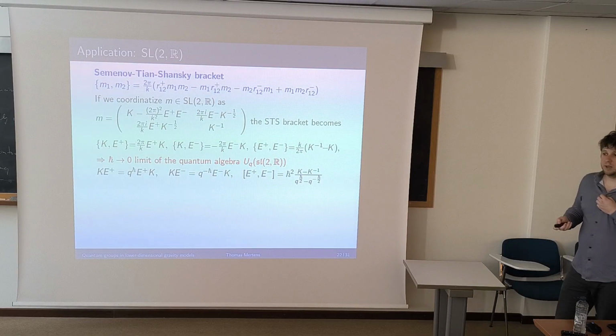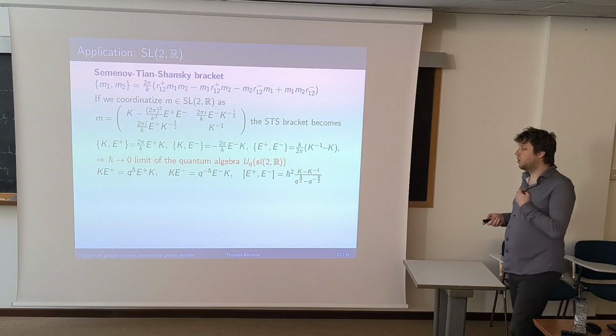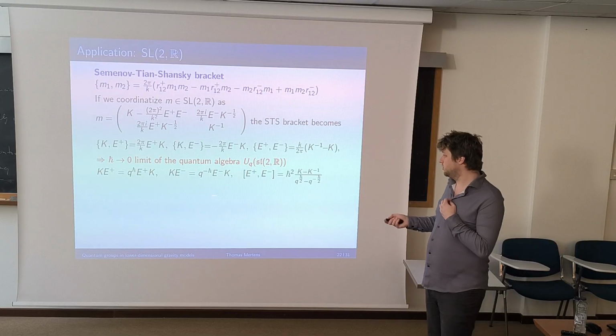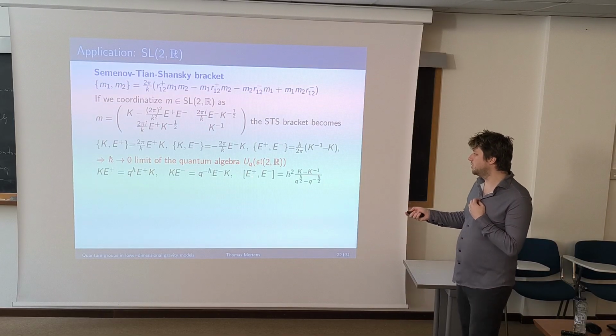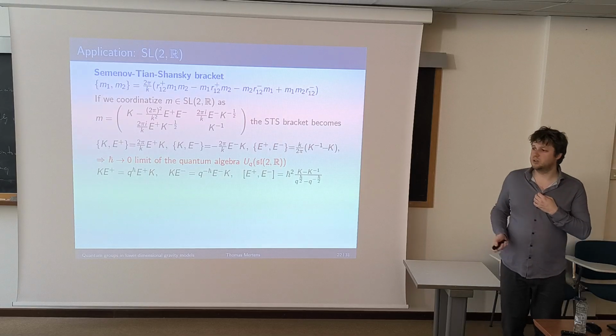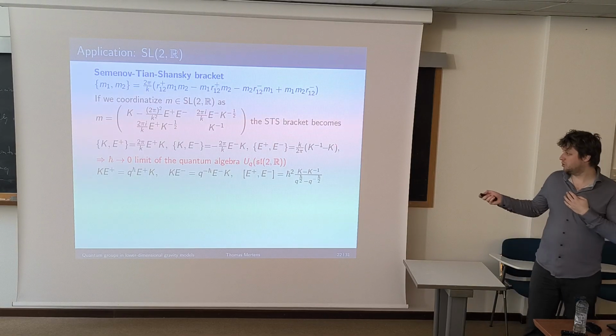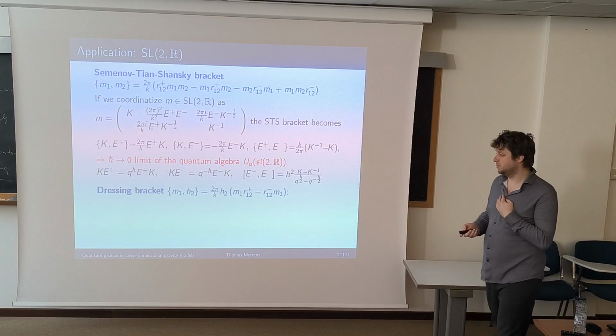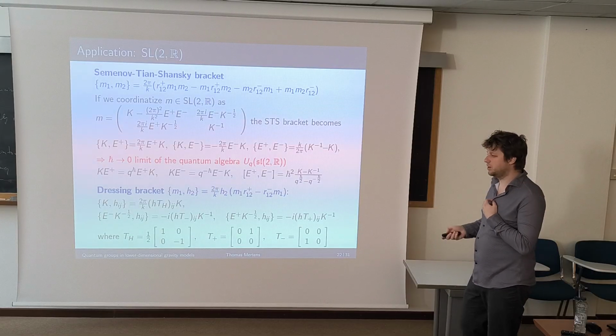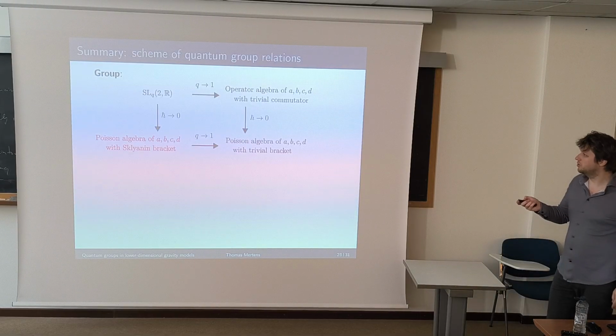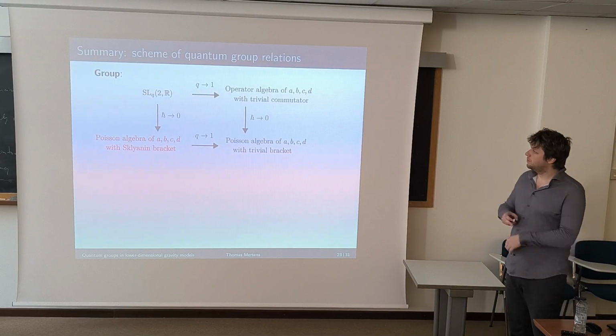And this again can be viewed as the h bar to 0 limit of the quantum deformed algebra. So here I've written the quantum deformed algebra. Taking h bar to 0 and replacing commutators by Poisson brackets, you find the structure again. And then you can do the last bracket as well, but it's not super interesting.